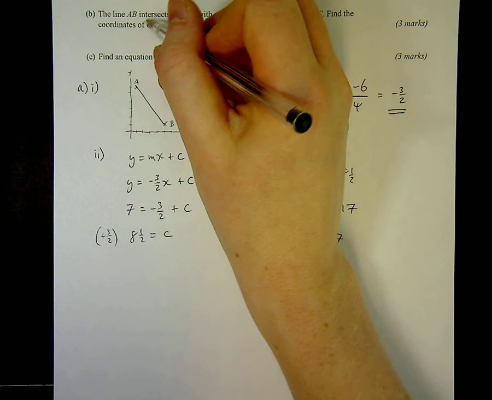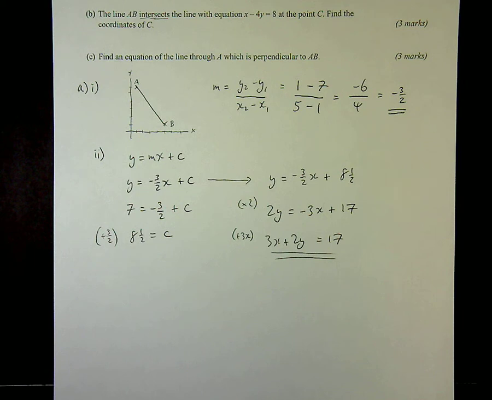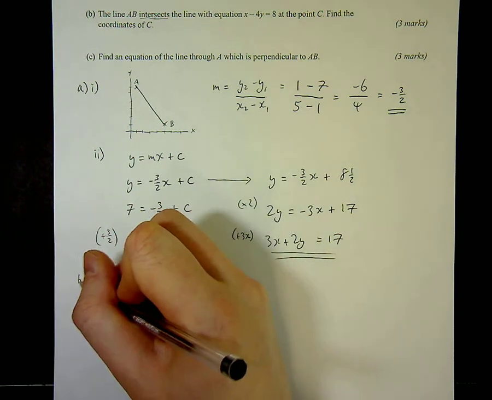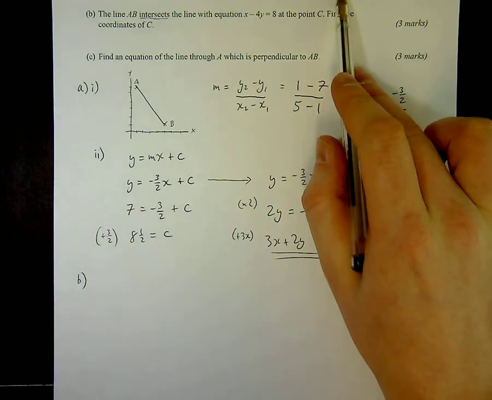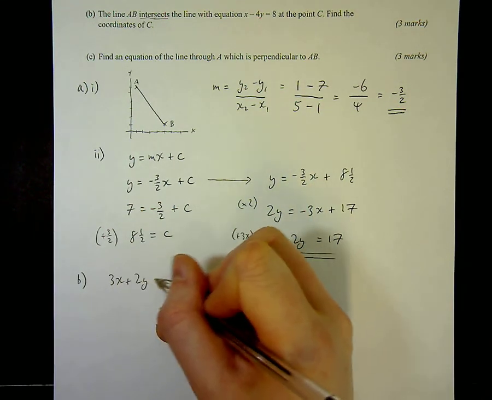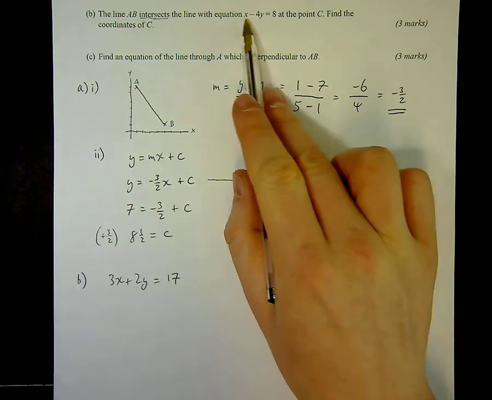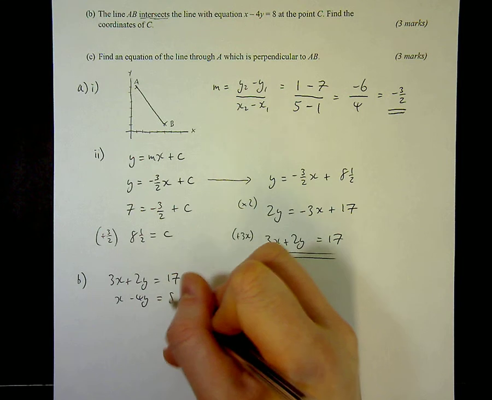Now, as soon as you see that word about two lines intersecting or two curves, it's got to be simultaneous equations. So for part B, I know I'm going to be using simultaneous equations. I've been given the equation of the first line, 3x plus 2y equals 17, and here I'm given the equation of the second line, x minus 4y equals 8.